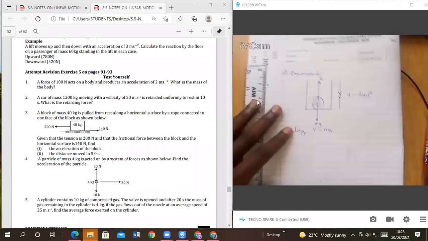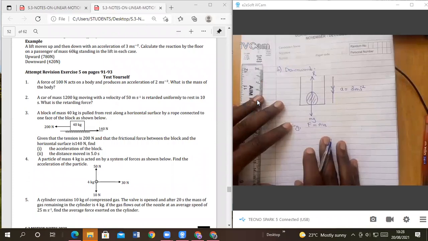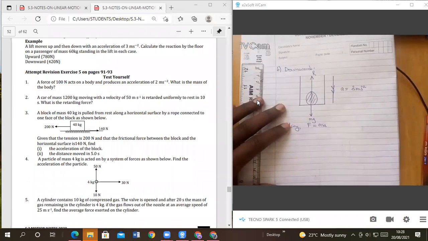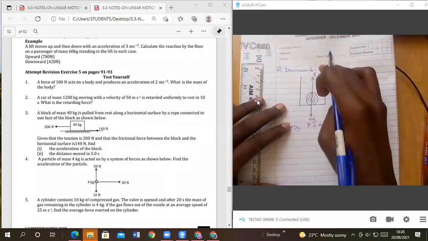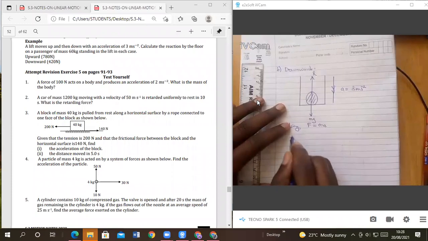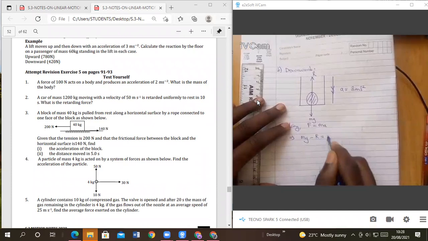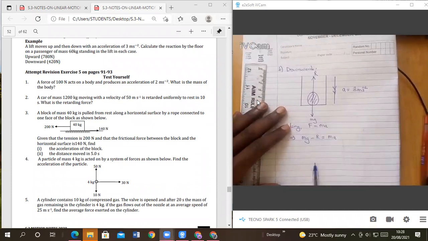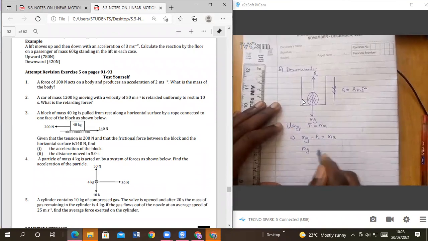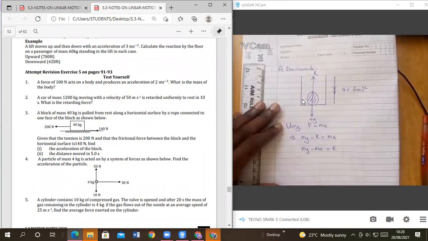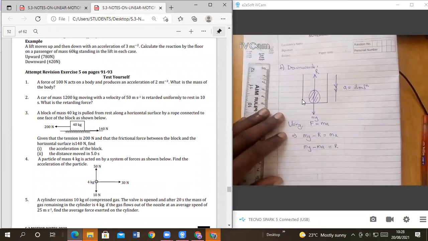So using F equals ma, don't just quote formula, please. F is equal to ma. This time the lift is moving downward, which means the resultant force will be mg minus R. So mg minus R equals ma. When we make R the subject, we shall have mg minus ma equals R.